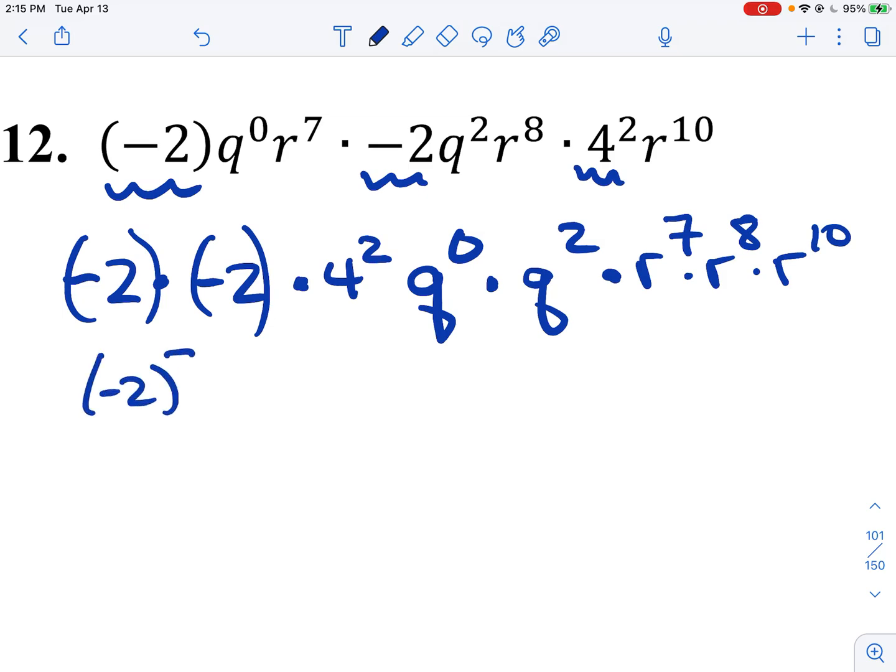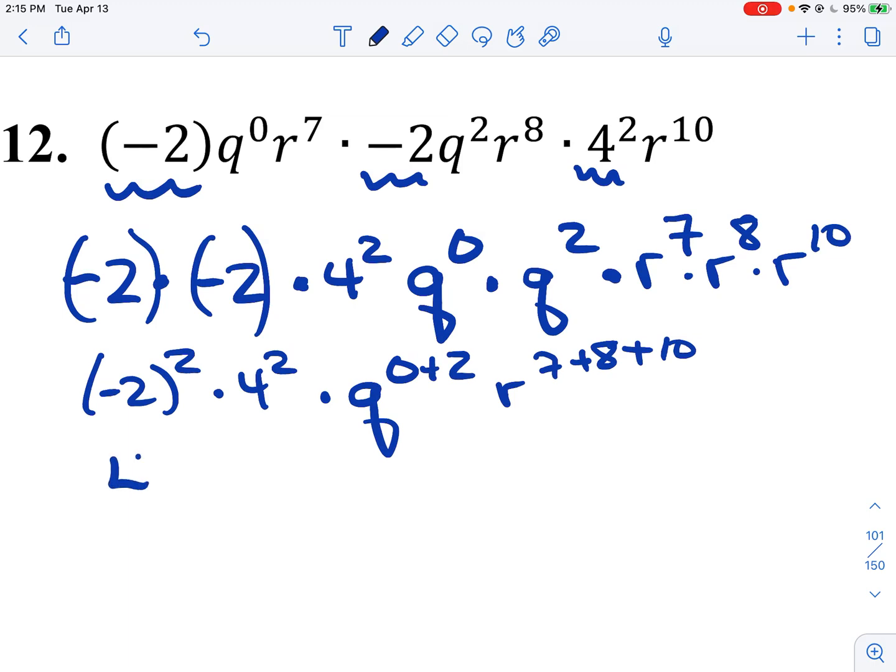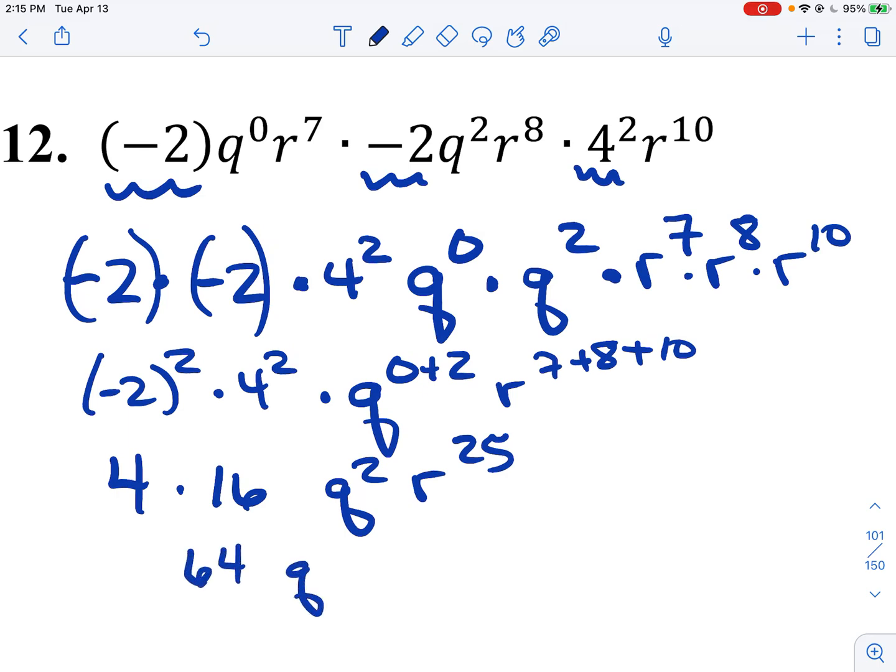So this is negative 2 squared. This is 4 squared. Both of those are squareds. So that means we still have to simplify them. And then we add these exponents. So this is going to be 4. This is going to be 16. And then q to the 2nd, r to the 25th. So that's what, 64? Okay.